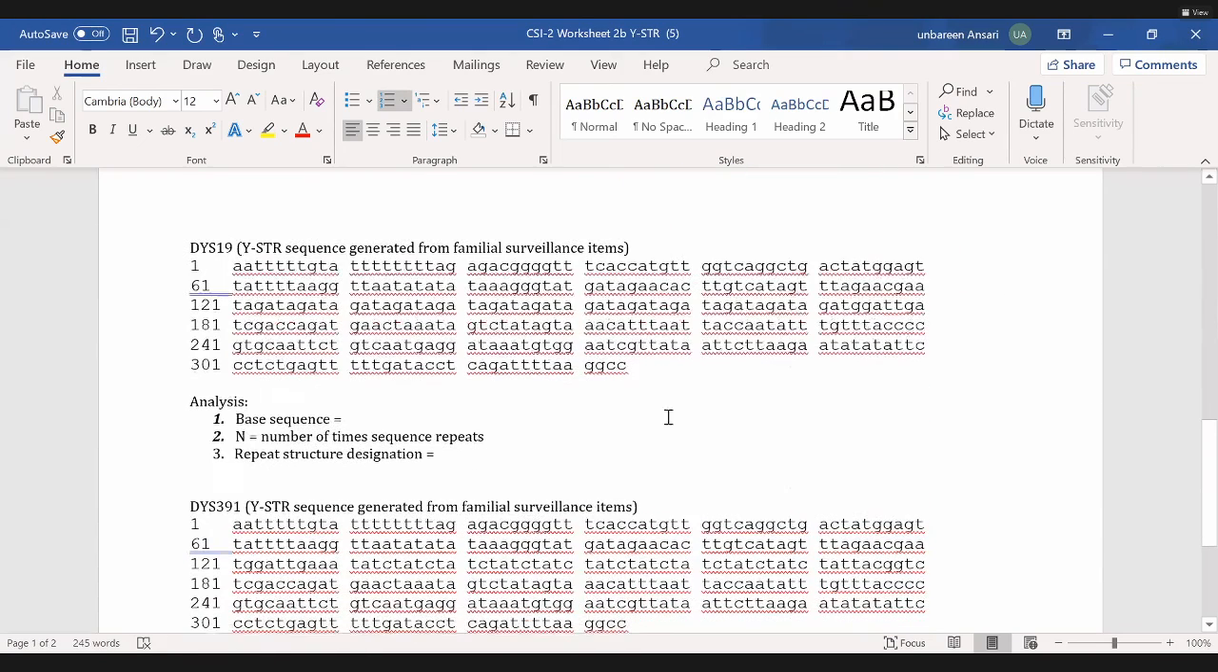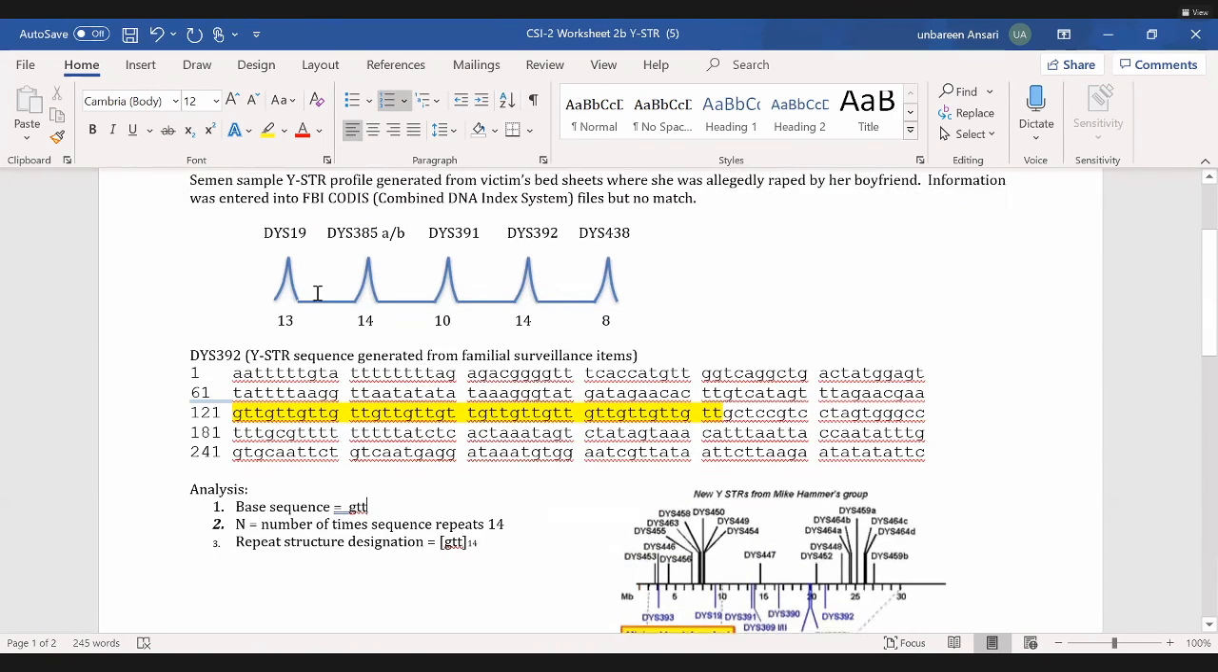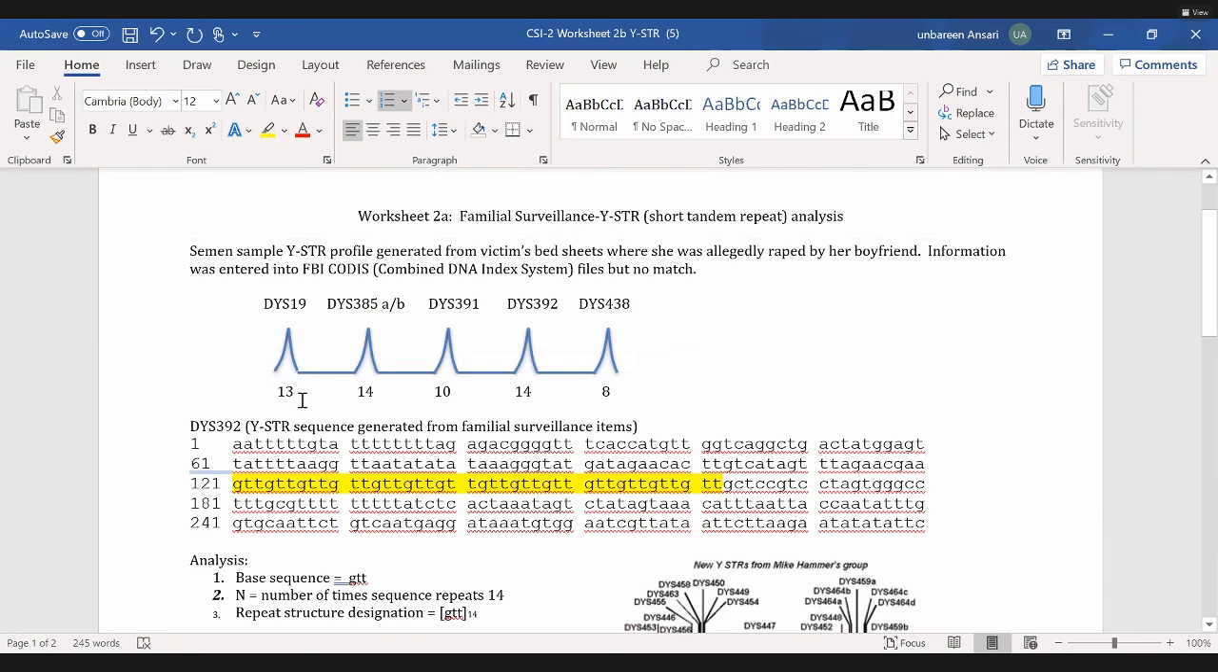And then you can do the other ones, which are very similar. It's asking you the same thing. You're looking at the loci DYS19. So if you look at DYS19, there should be a 13 base pair repeat there. Okay? Sure. Okay. Any other questions?